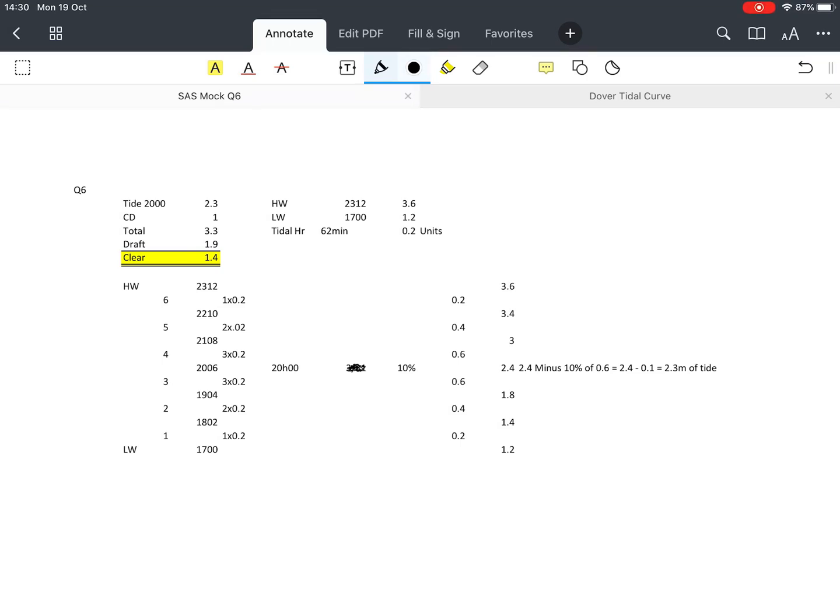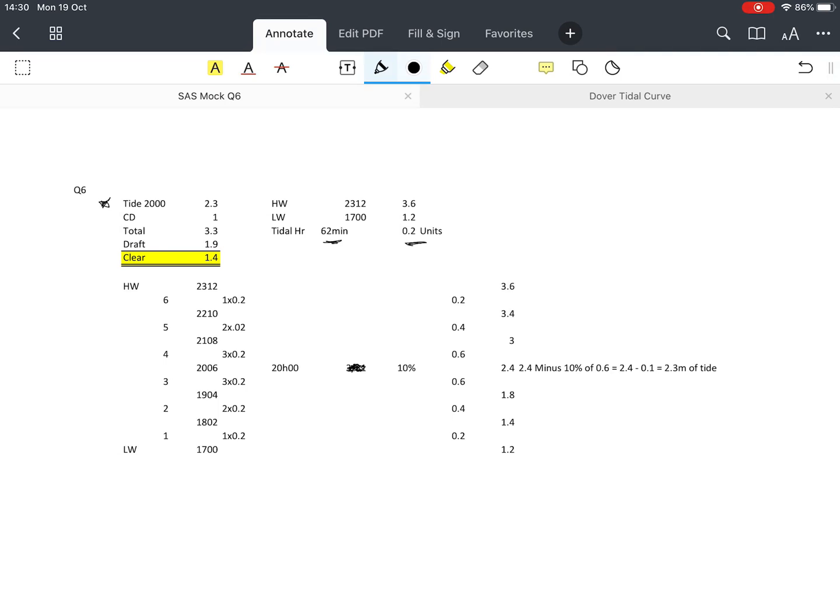Okay, here we have questions 6 and 7, slightly different way of doing the question. So what we needed to do, you'd get marks for making sure you got the right number of units and the right tidal period. We have to work out what tide there will be at 8 o'clock. And then from there we can work out the clearance.